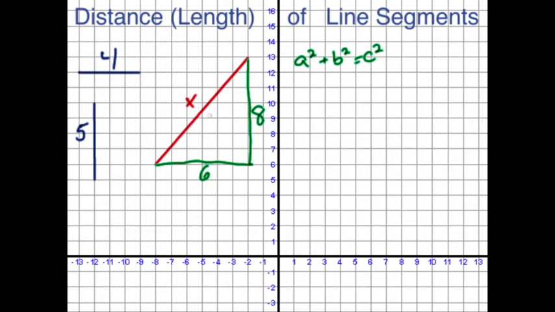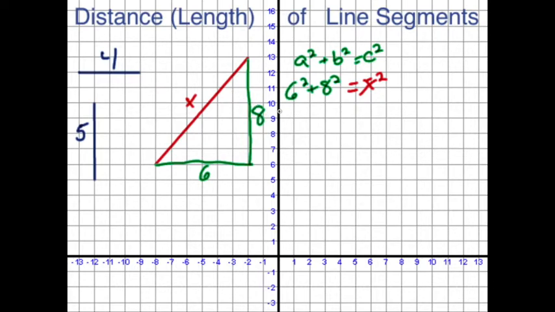Simple. The real question, though, is what's our A, what's our B, what's our C? And hopefully you remember that this side x is the hypotenuse since it's across from the right angle over here. So the x is going to be in our C position. And the 6 and the 8, those will be the A and the B. Great. This is easy. We can totally solve this thing.